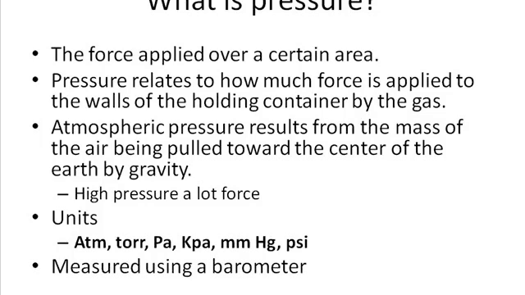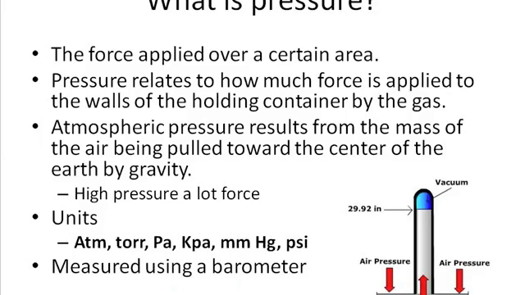In order to measure pressure, we use an instrument called a barometer. A barometer looks like this, where as the air pressure changes, the volume inside this vacuum chamber also increases or decreases. As the air pressure increases, so does the volume in the vacuum. It also changes by increasing.